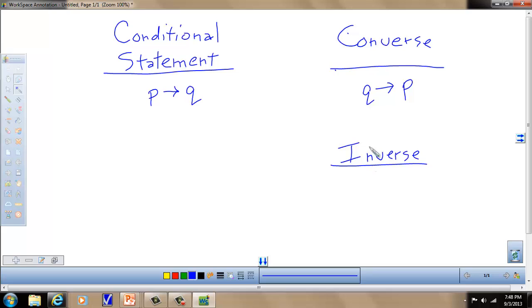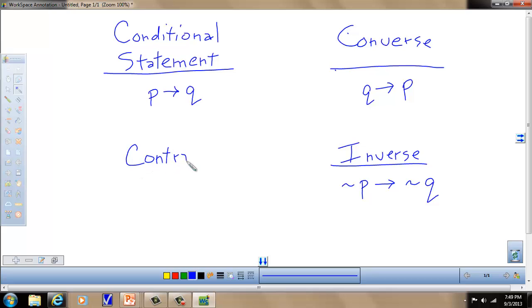And the inverse is found by doing the opposite of P and the opposite of Q, what we call a negation. So I'm going to put a little tilde here and put a P, which means not P here, and that implies not Q. And finally, we have our contrapositive.